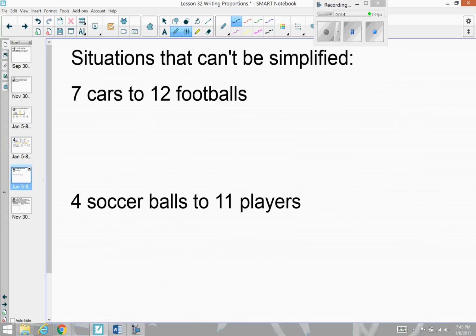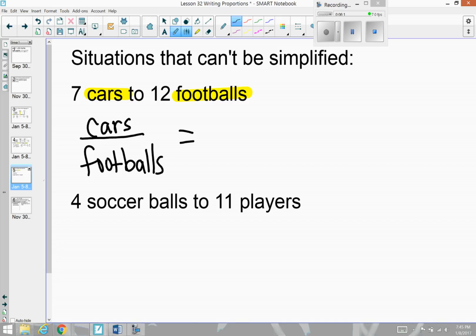Sometimes our situations cannot be simplified. In this case, we have 7 cars to 12 footballs. What are the parts that we're comparing? We're comparing cars to footballs. When we go to write our ratio, first we identify our parts, cars to footballs, and it always goes in the order that it's mentioned, unless the problem asks it in a different way. Sometimes they're in reverse, so we always have to read carefully.